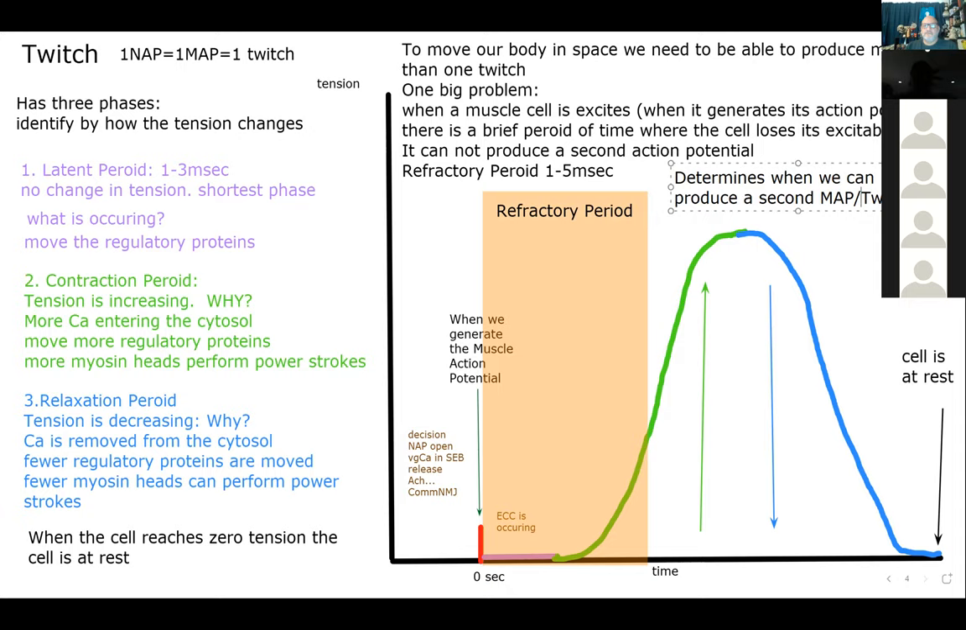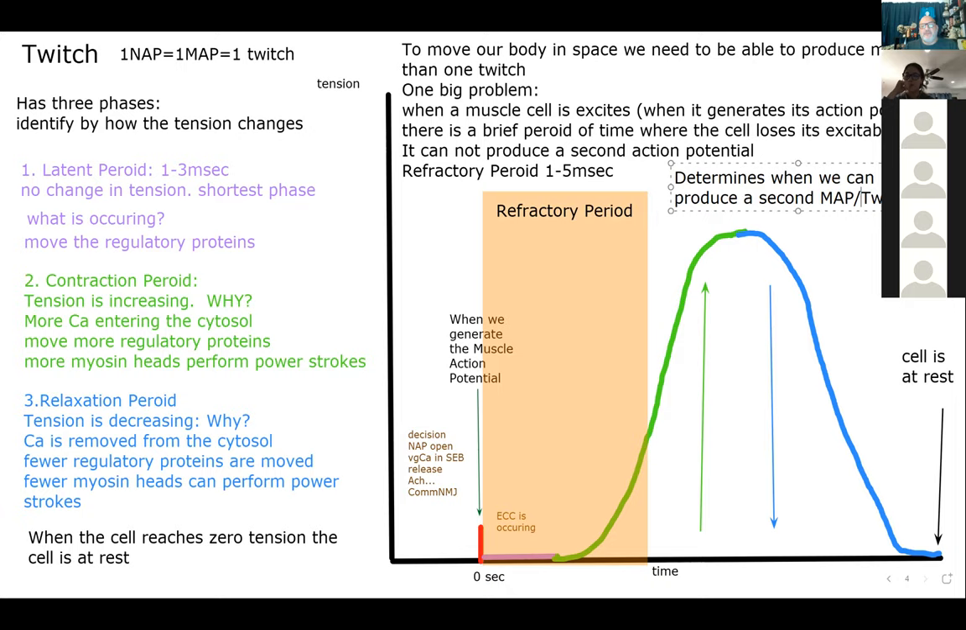Kind of. Wait, so for clarification, if you ask us to describe a twitch, it would be the three stages: latent period, contraction, relaxation period. But if you ask us, I guess, we'll see why the refractory period is important in just a moment.